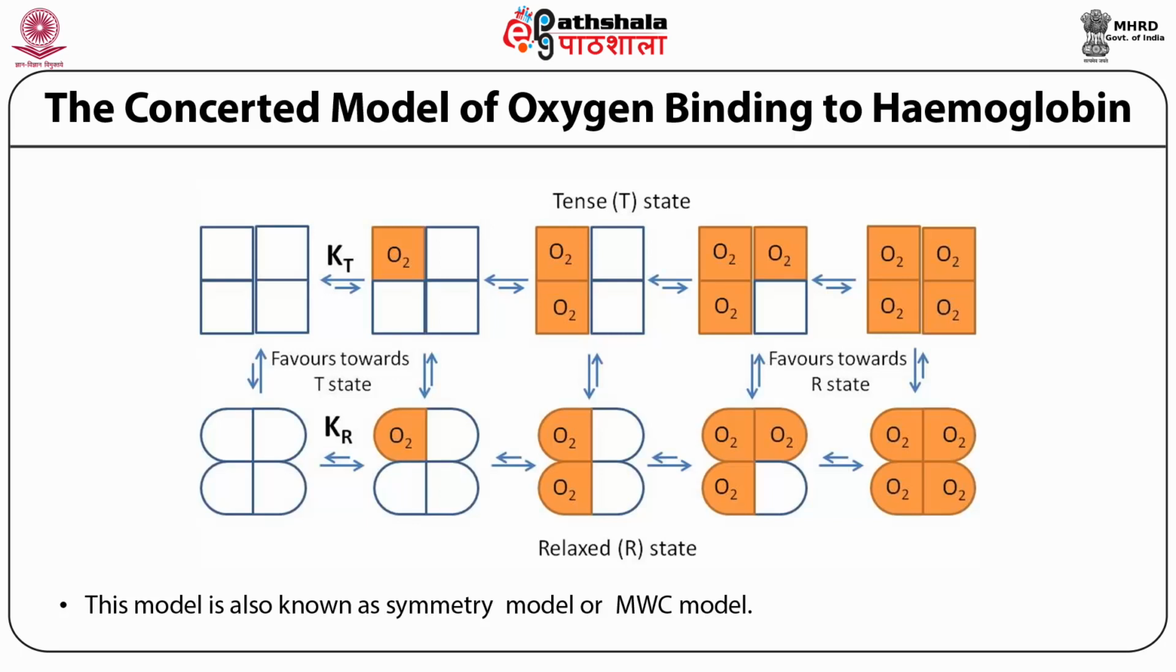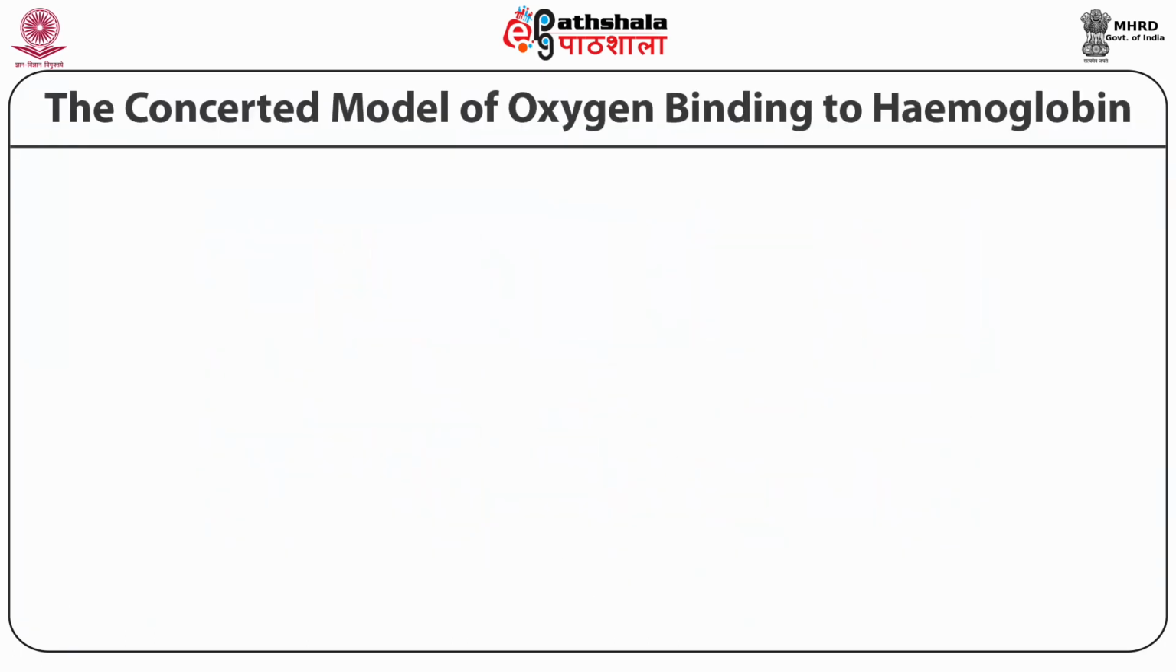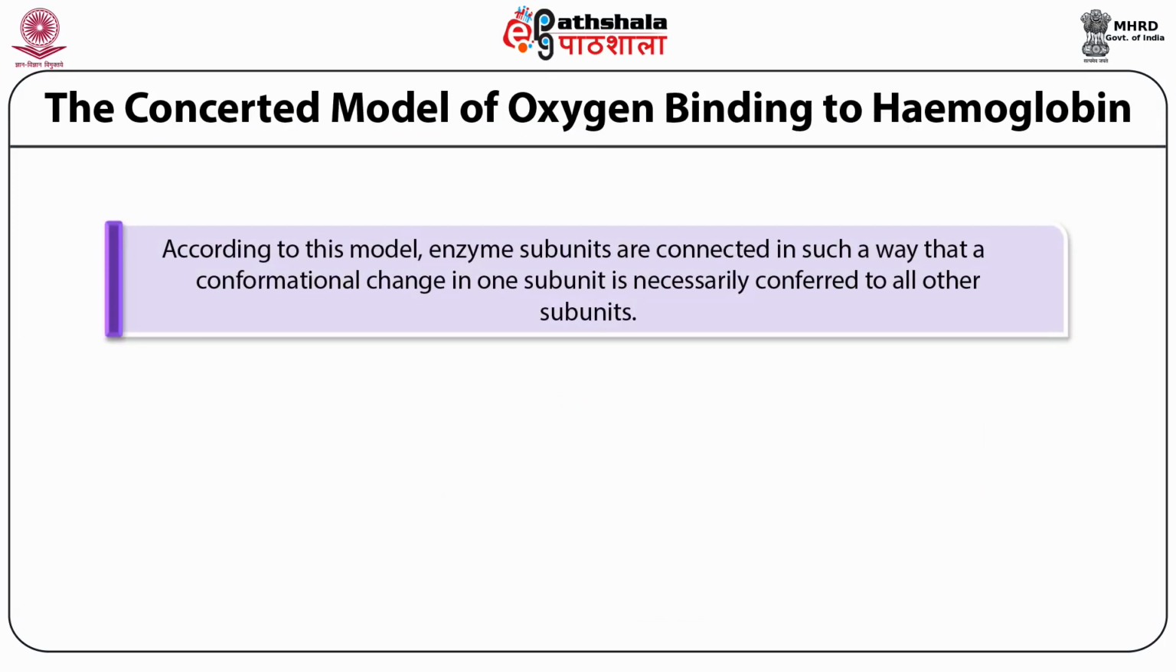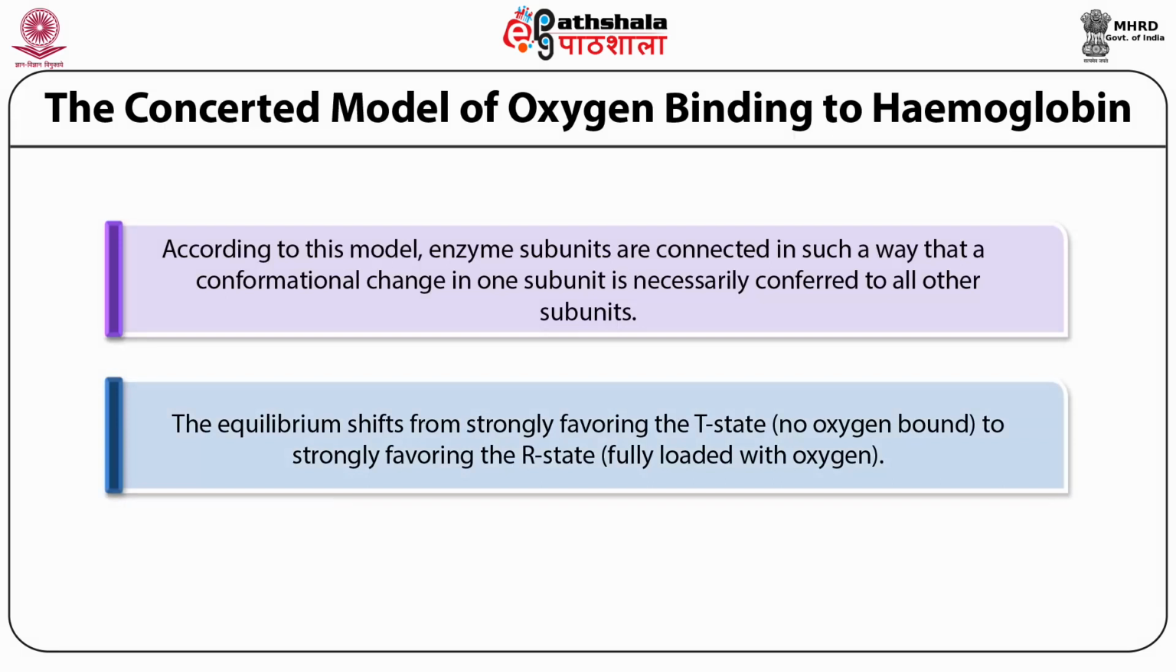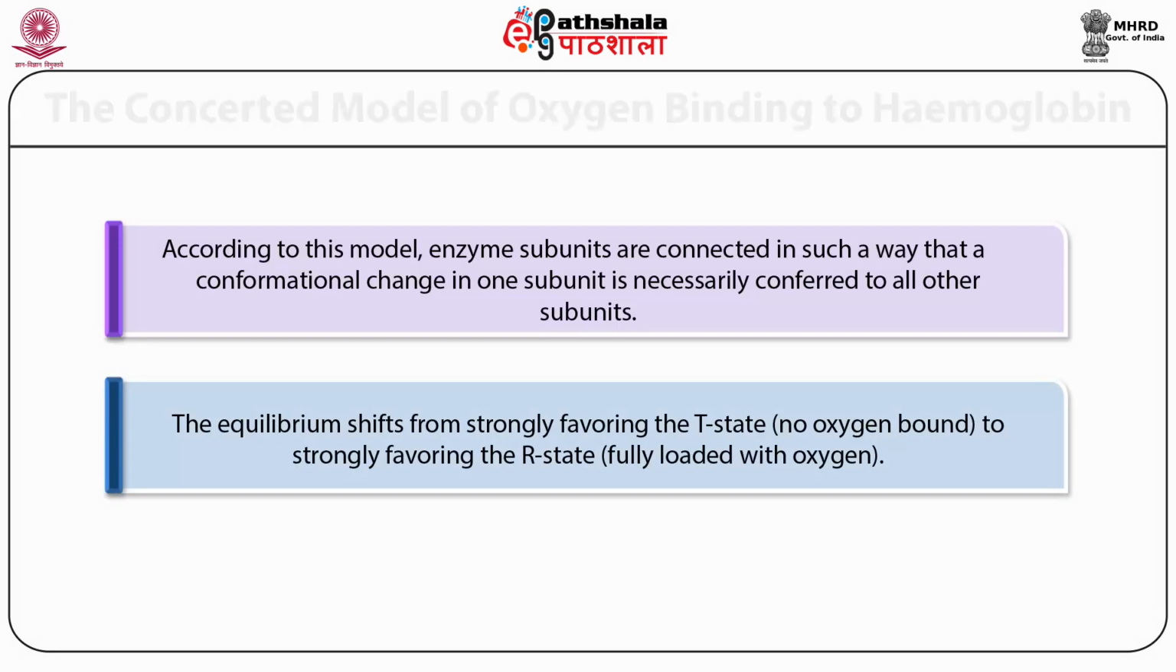The first model given for this is the concerted model, also known as the symmetry model or MWC model. This model emphasizes that enzyme subunits are connected in such a way that a conformational change in one subunit is necessarily conferred to all other subunits. So this model tells that the subunits must exist in the same conformation.